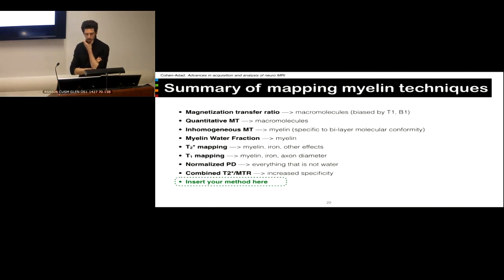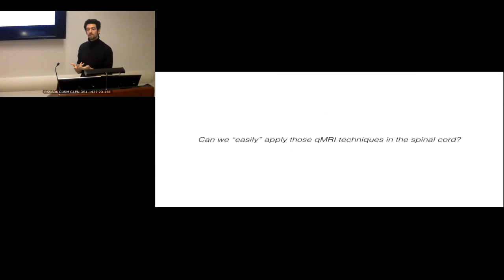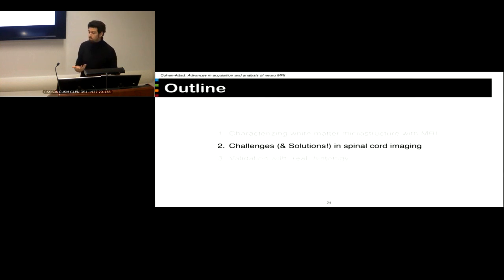So now you have a bit of information about what we can measure in terms of microstructure in the central nervous system. Is it easy to apply those techniques to the spinal cord? So that's what we're going to look at now. If any of you have any question at this point, please feel free to ask.